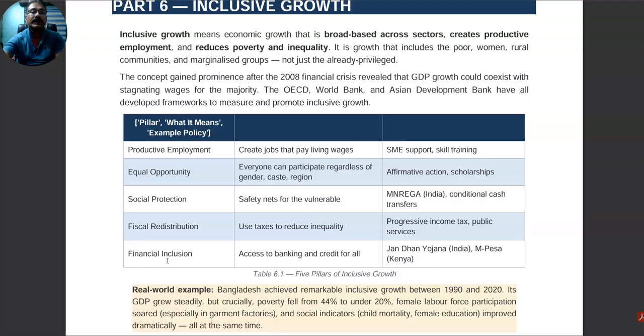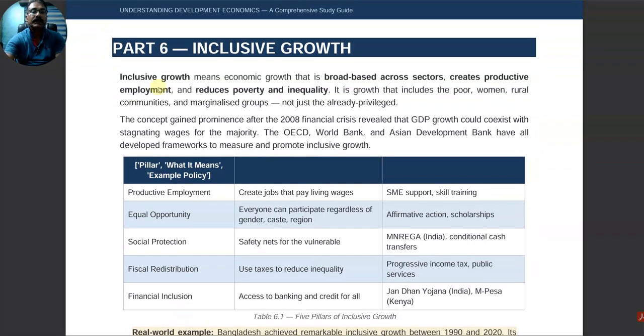The description is like this: productive employment means creating jobs that pay living wages. The policy related issues are SME support, small and micro entrepreneurs support, and skill development training. The equal opportunity dimension means everyone can participate regardless of gender, caste, region, with affirmative action, scholarships, etc. These are the policy related issues.